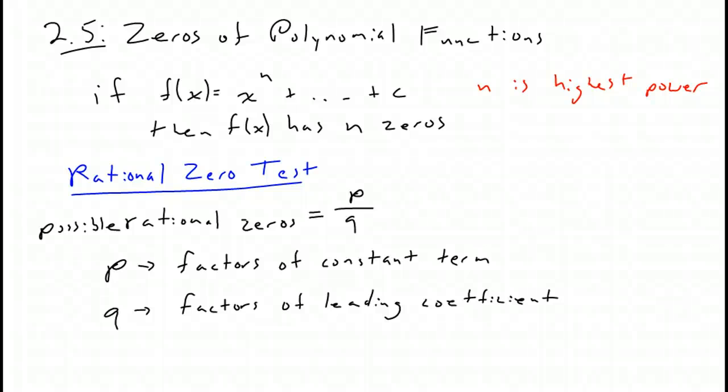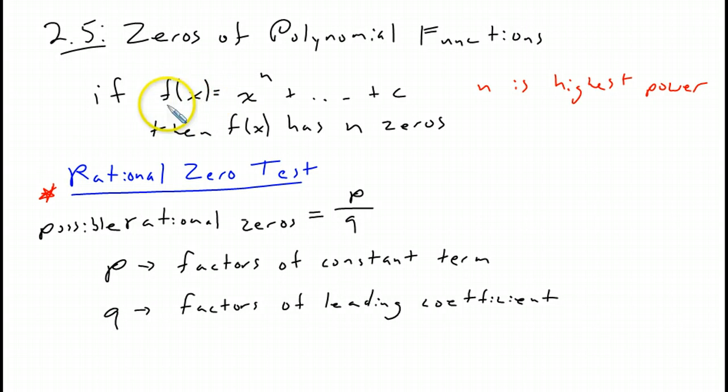Section 2.5 is dealing with zeros of polynomial functions. We already know that zeros are where the graph crosses the x-axis. That's where we have our x-intercepts. Zeros are also called solutions. There's a bunch of different names for them, but we're just going to look at some different things. Really, your only new thing here is the rational zero test. There's a star, and we'll talk about that in just a sec.